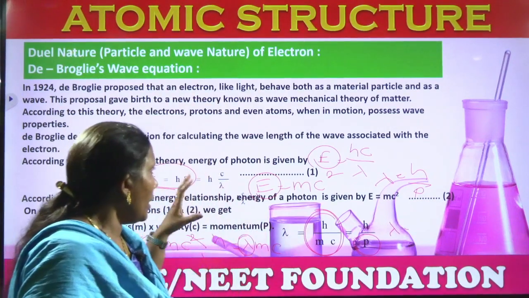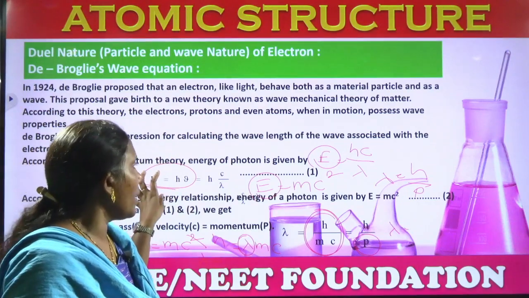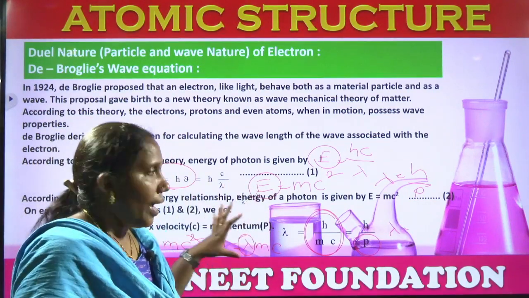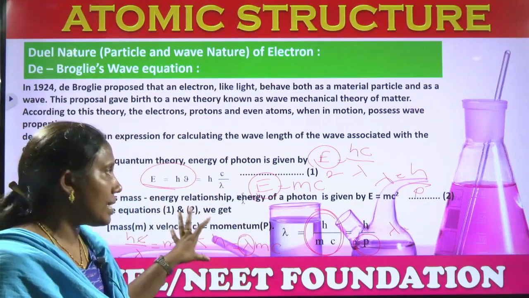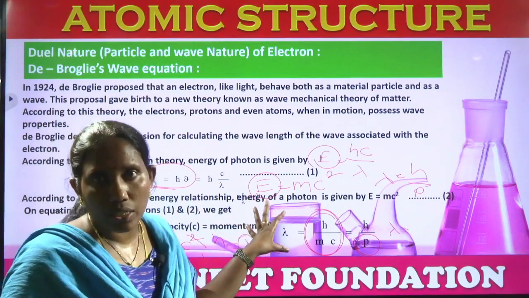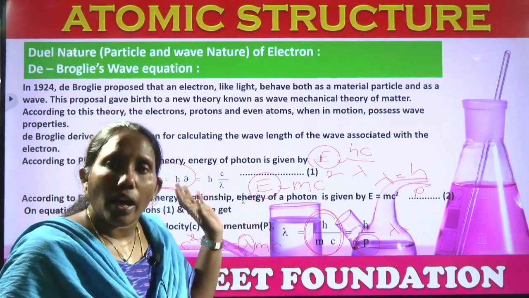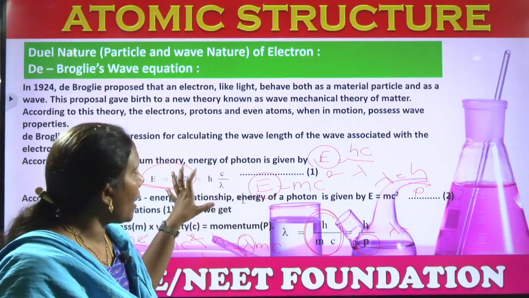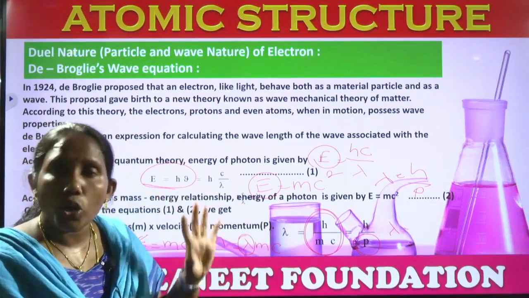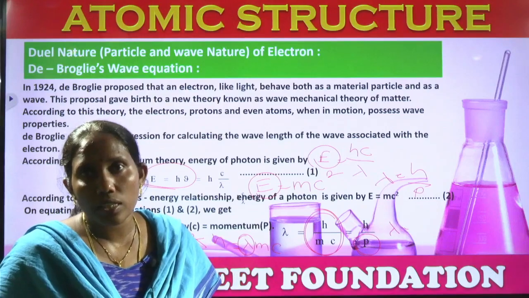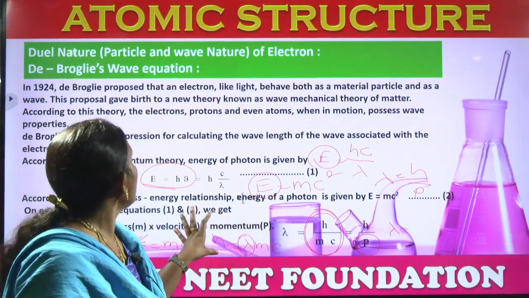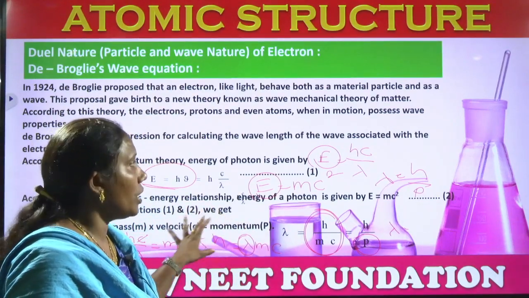According to Planck's theory, E equal to h nu. According to Einstein's mass-energy relation, E equal to mc square. Based on this, the electron will have a dual nature, both particle nature as well as wave nature. Okay, so this is about the dual nature of the electron.